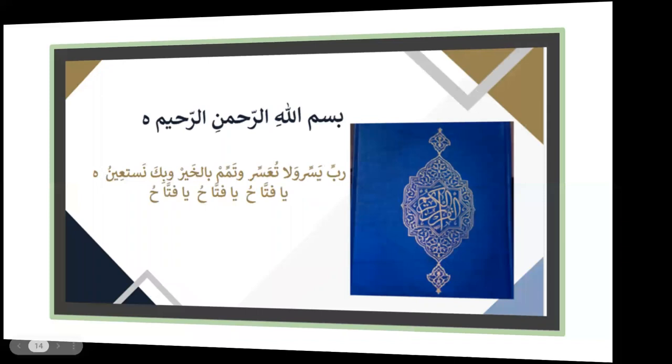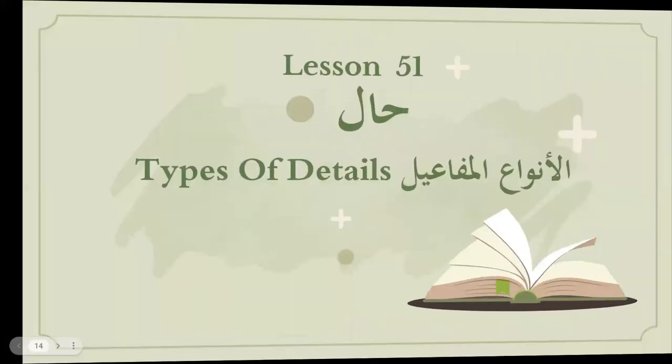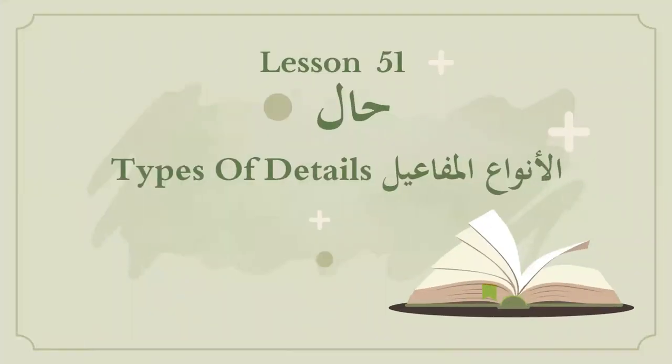Today is our lesson number 51 of Let's Learn Arabic Grammar. And our main topic today is Haal. So this video is about Haal. And Haal, when it comes in Jumla Failia, is a type of detail. So it's a type of maf'ool.